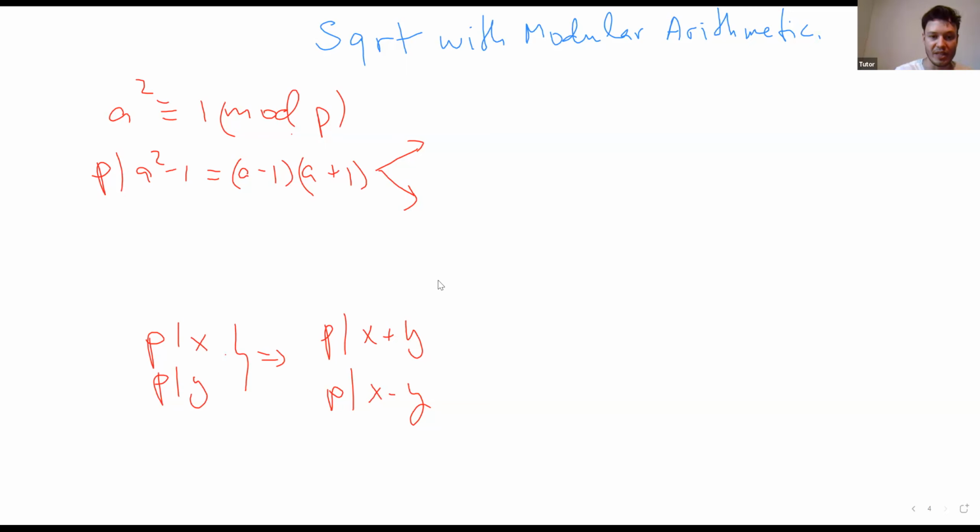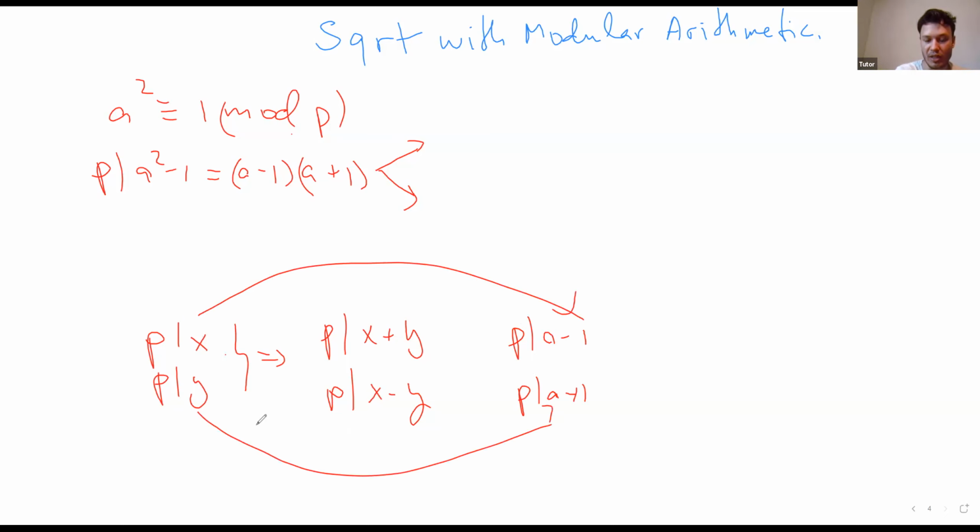Well, if p divides a minus 1 and p divides a plus 1, then it means that p needs to divide their difference and it needs to divide their sum, right? So imagine this is x and this is y, then what's happening? Well, p needs to divide their sum, which is going to be 2a, but p also needs to divide their difference, this minus this, which should be basically 2. So the only way that's possible is if p is equal to 2, right?